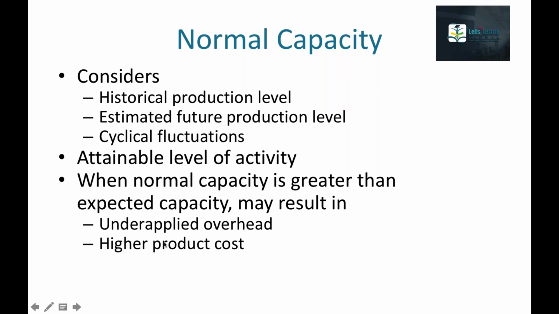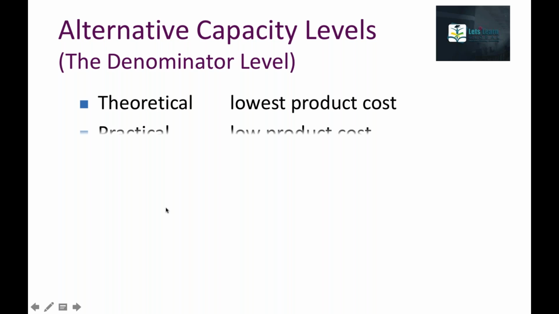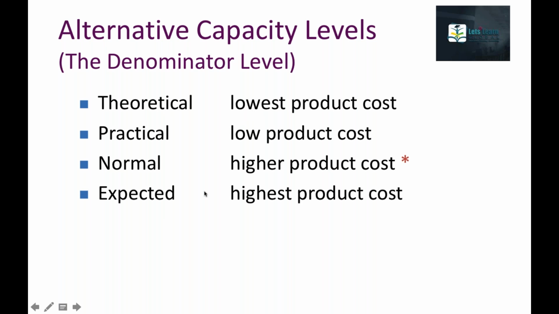Exactly, this will match. Even after that, if you have any issues, you will have to find that out and use the expected capacity production calculation. This will give you the highest product cost. I explained all this with numbers clearly, and you can recheck once again. Theoretical capacity will give you the lowest product cost, which is in fact very dangerous to the company. Low product cost, normal higher product cost, and expected highest product cost.